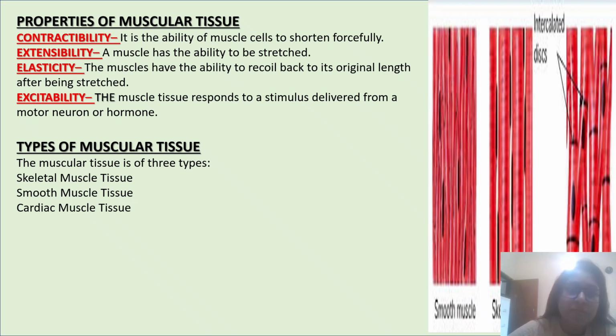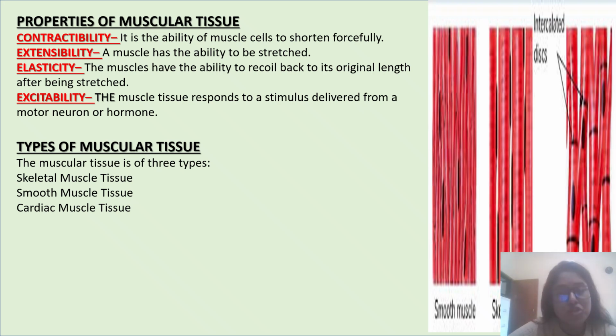Contractibility. It is the ability of muscle cells to shorten forcefully. Extensibility. A muscle has the ability to be stretched. Elasticity. The muscles have the ability to recoil back to their original length after being stretched. Next, excitability. The muscle tissue responds to a stimulus delivered from a motor neuron or hormone.